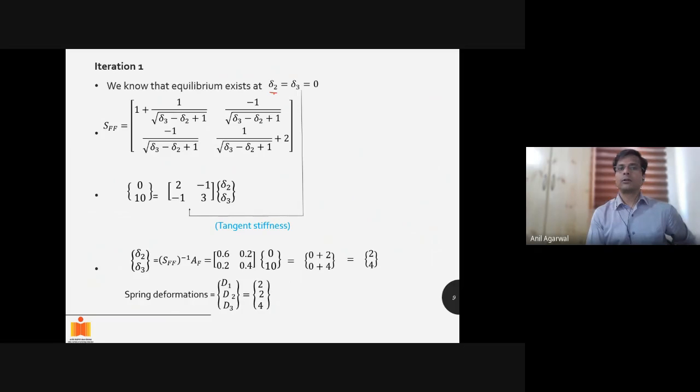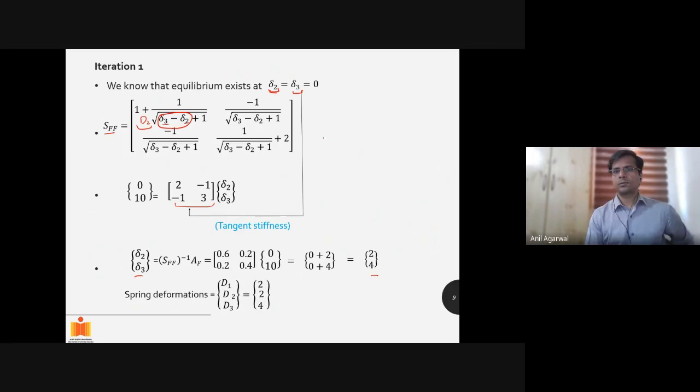Before solving for delta, we have to calculate the stiffness matrix values. This is the SFF matrix, but it has a term of D2, which is nothing but delta 3 minus delta 2. In the initial stage, our deflections are all 0. So delta 1 is 0, delta 2 is 0, delta 3 is 0, and because of that, your spring deformation is also 0. So I substitute the value of D2 as 0, and from there I get the stiffness matrix: 2 minus 1 minus 1, 3. And I can solve for delta 2, delta 3, which gives me 2, 4.